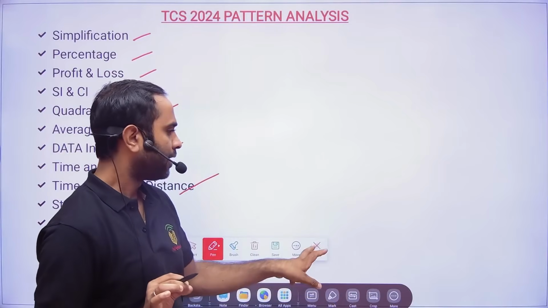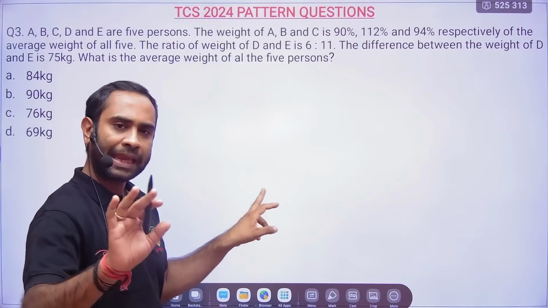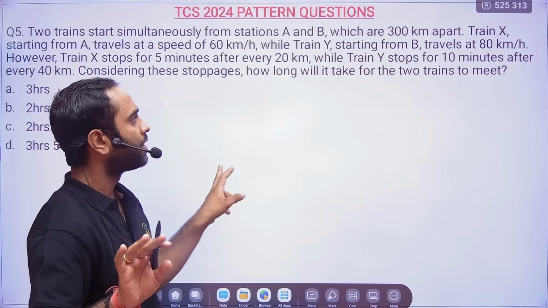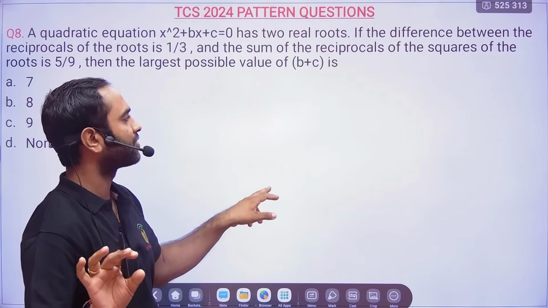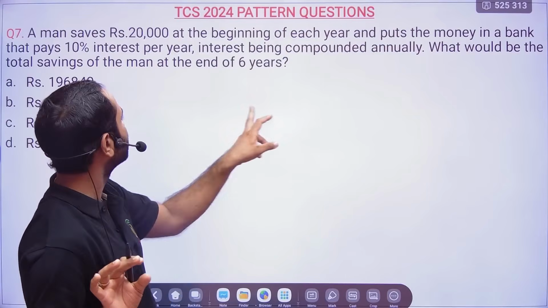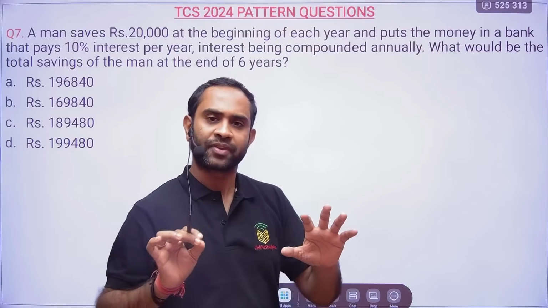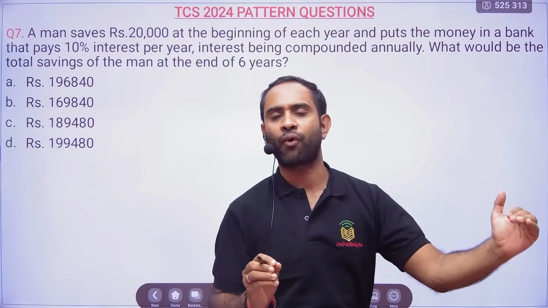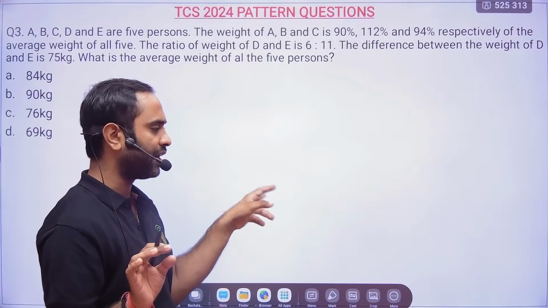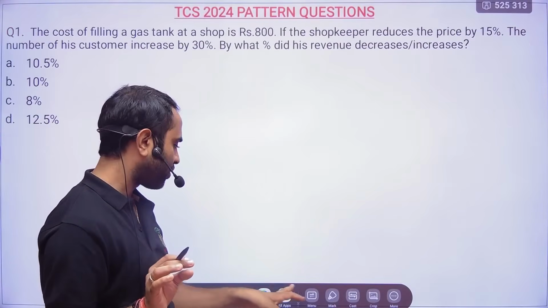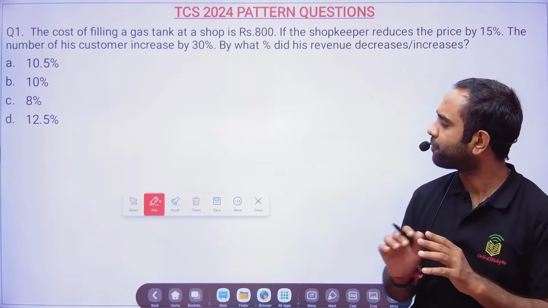Now, friends, as we start solving the problems, in TCS NQT 2024 there were questions of compound interest for 5 years. And here, if you see, we have taken a compound interest problem for 6 years. So you need to understand what level of questions might get asked in the examination, and accordingly you need to prepare. Now let us start with question number 1. First try to solve it by yourself and then only watch the solution.